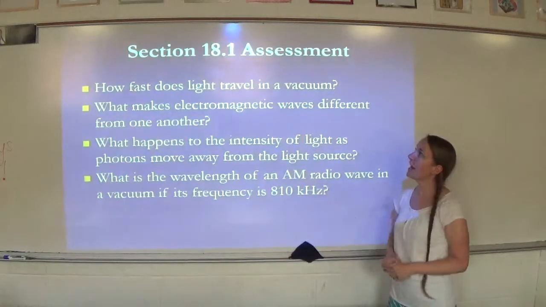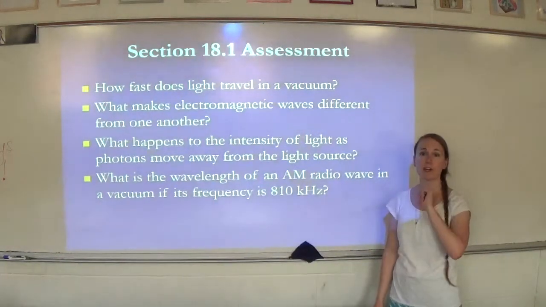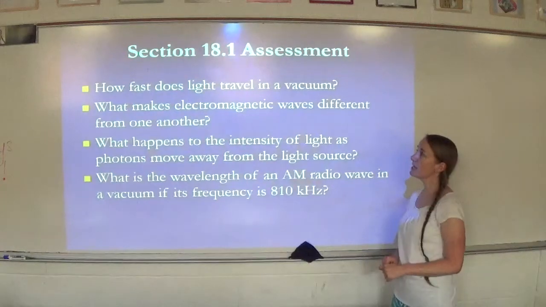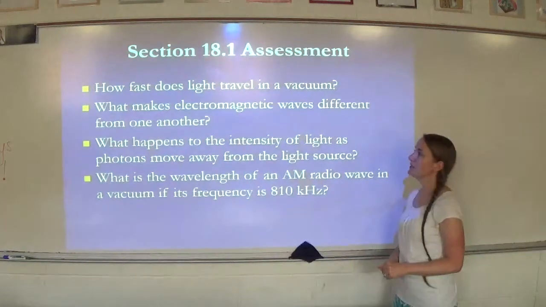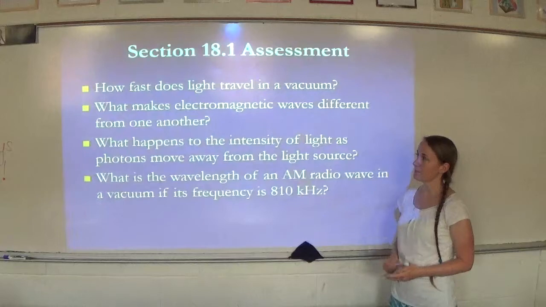So, section assessment. How fast does light travel in a vacuum? Well, that is your value of c: 3 times 10 to the 8 meters per second.